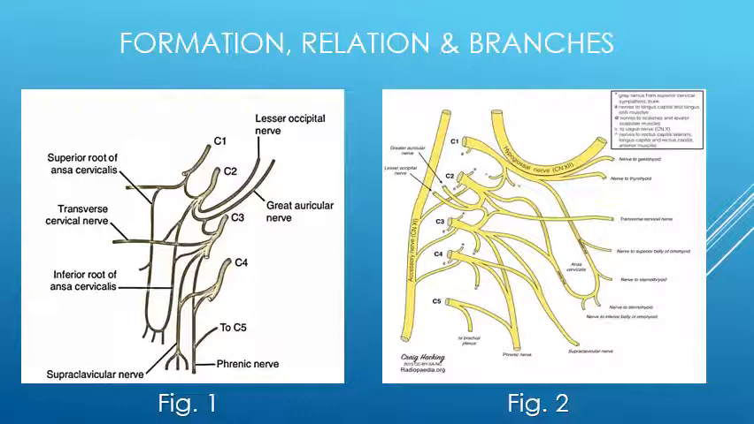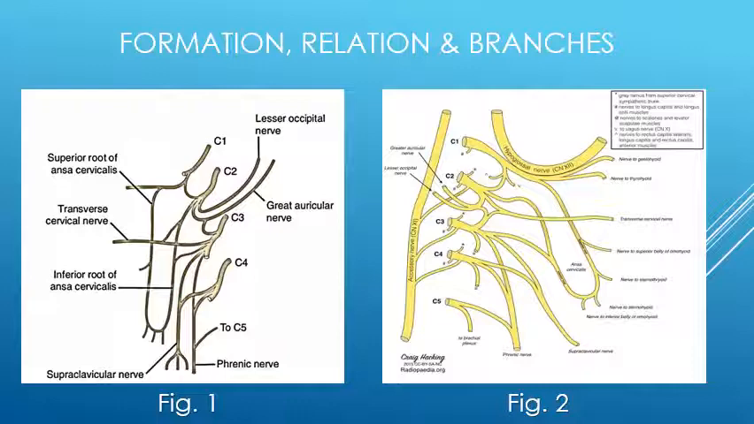Deep branches are the muscular branches, which you can also see in figure 2. They are given segmentally to the prevertebral muscles. They are given to different muscles like rectus capitis anterior, rectus capitis lateralis, longus capitis, then sternohyoid, sternothyroid, and then the inferior belly of the omohyoid.